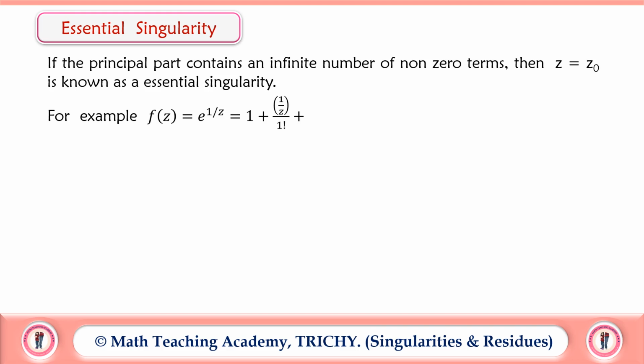For example, f(z) = e^(1/z). If we expand this with the help of the exponential series, then what you will get is 1 + (1/z)/1! + (1/z)^2/2! + (1/z)^3/3! + etc. That is, 1/z can be written as z^(-1). So we have 1 + z^(-1)/1! + z^(-2)/2! + z^(-3)/3! + etc. This series contains an infinite number of negative powers of z. That is why z = 0 is an essential singular point.